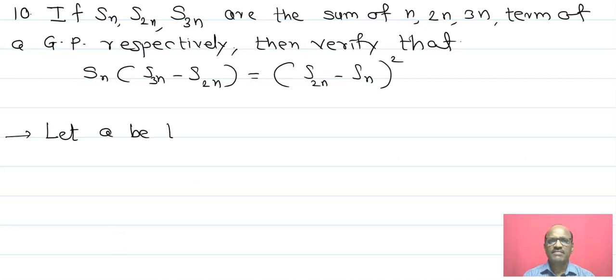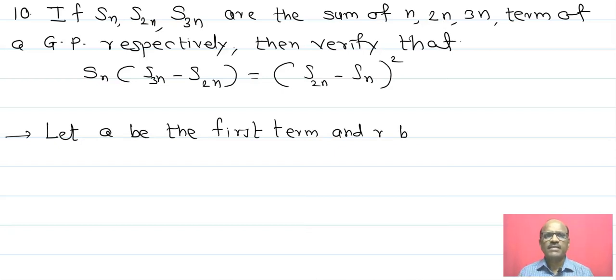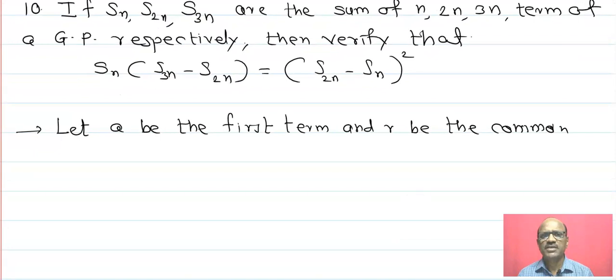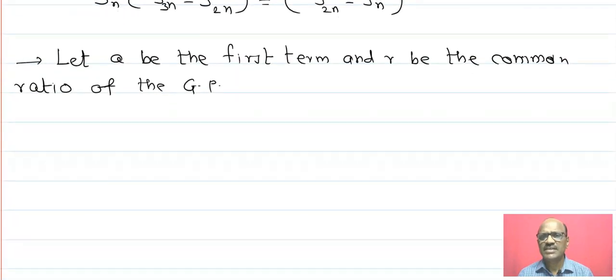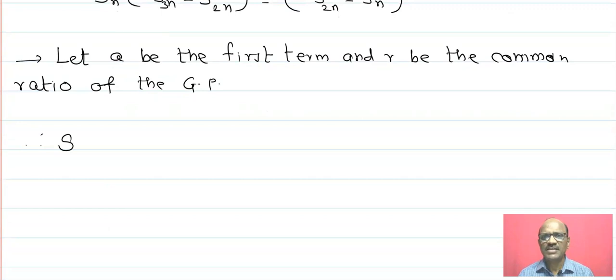Question number 10. If Sn, S2n, S3n are the sum of the n, 2n, 3n terms of a GP respectively, then verify that Sn in bracket S3n minus S2n is equal to S2n minus Sn bracket square. Let A be the first term. R is the common ratio of the GP.